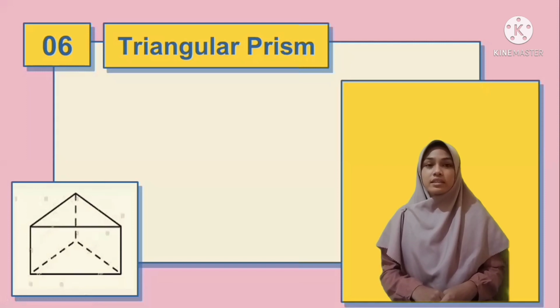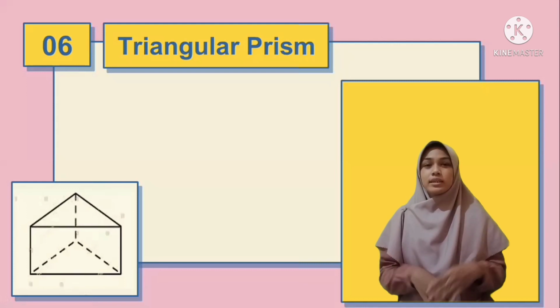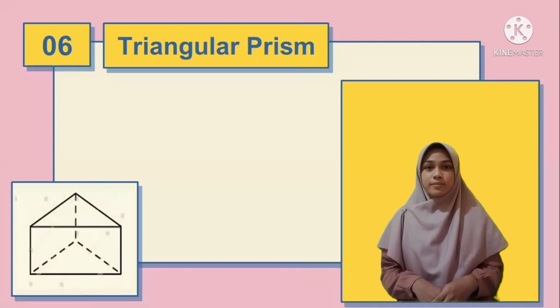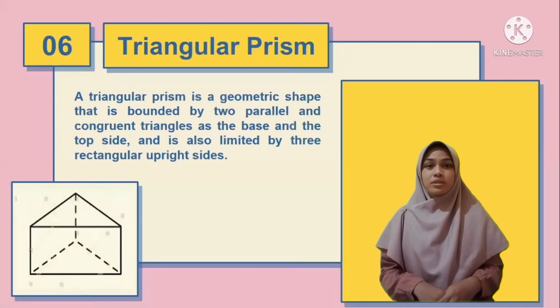Okay, the sixth is a triangular prism. Do you know what a triangular prism is? A triangular prism is a geometric shape that is bounded by two parallel and congruent triangles as the base and the top side, and is also limited by three rectangular upright sides.